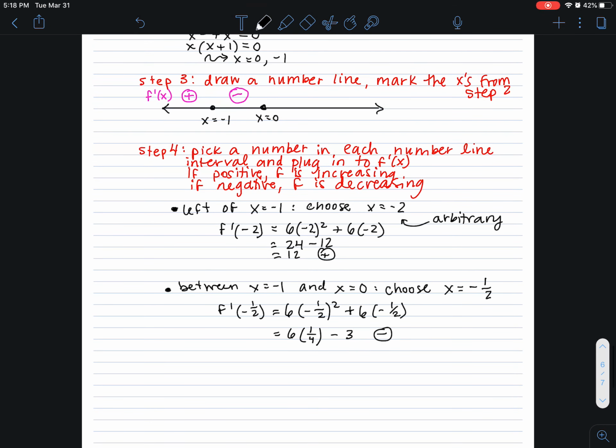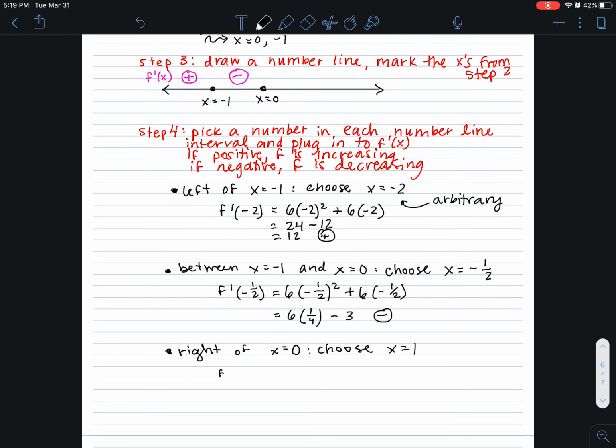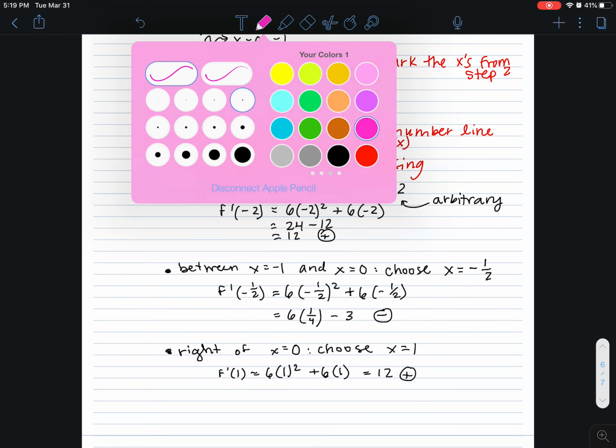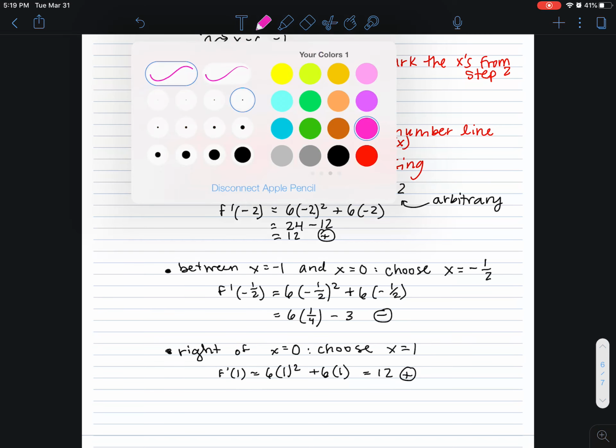Okay, so we have one more interval to deal with, and that's for the right of x equaling 0. I'm going to choose x equals 1. Again, that's arbitrary, it's just any number greater than 0, but x equals 1 is really easy to deal with. So I'll plug in: f prime of 1 is equal to 6 times 1 squared plus 6 times 1, which is just 6 plus 6, which is 12. Again, positive. So we can draw on our number line a positive.